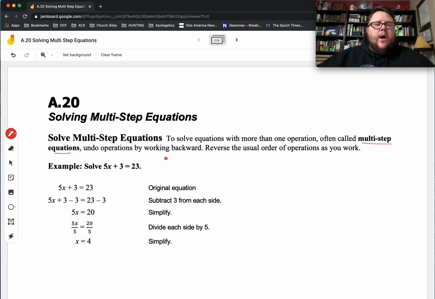Often called multi-step equations, undo operations by working backward, reverse the usual order of operations. So in this example, solve 5x plus 3 equals 23. I'm going to work backwards, so I'm going to subtract 3 from both sides first, just like they did. They subtracted 3 and you get 5x equals 20. And at that point, that's when you divide both sides by 5. So we're going to undo the addition or subtraction first, and then we're going to do the multiplication or division.